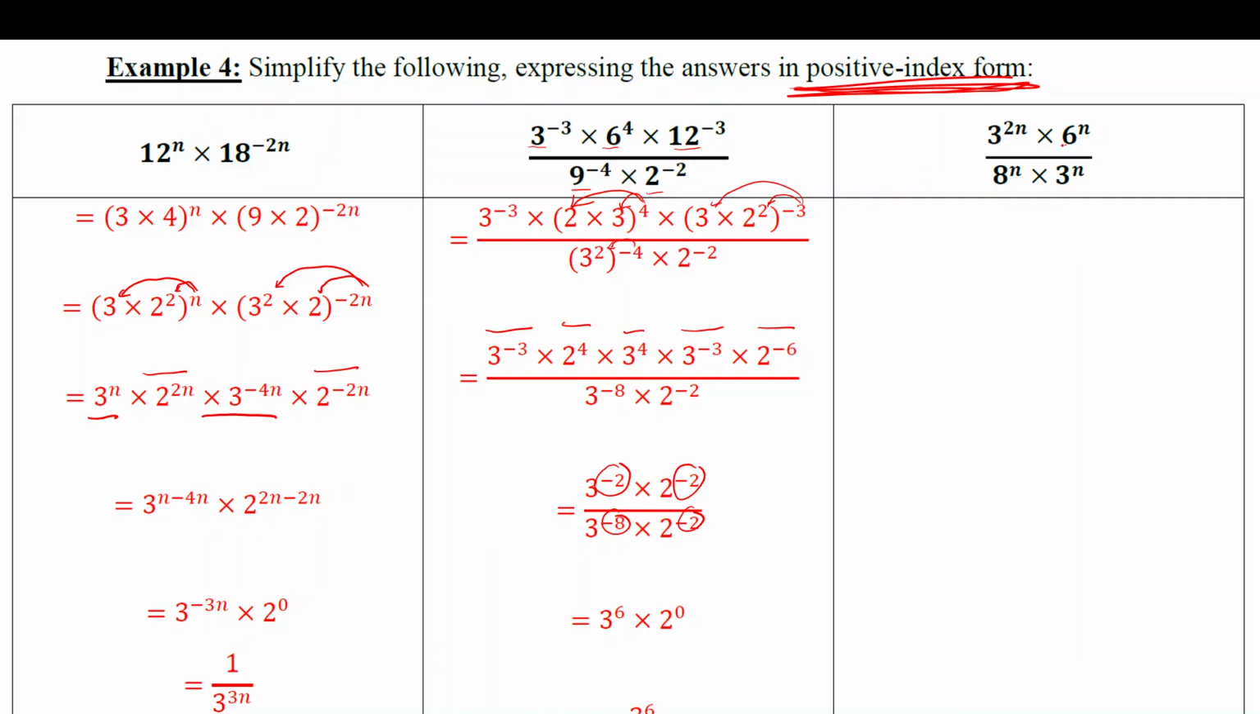Again, this can be broken down to 2 times 3, and this can be broken down to 2 to the power of 3.